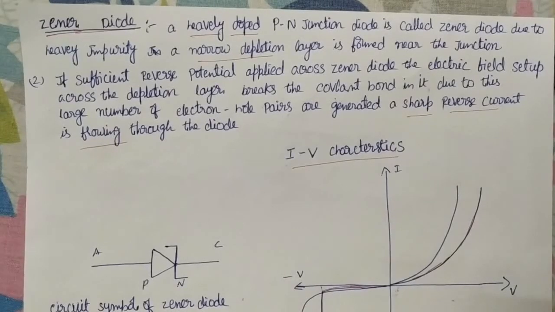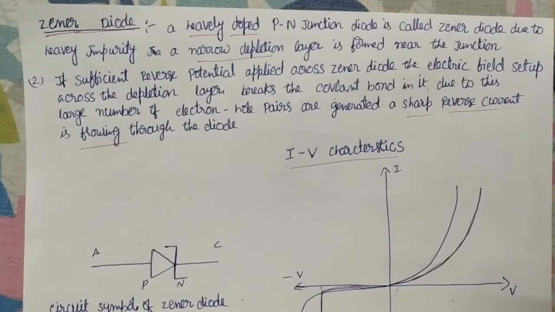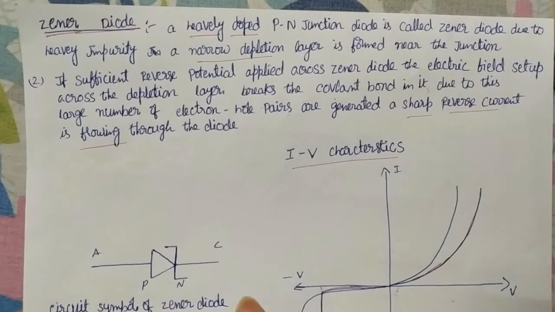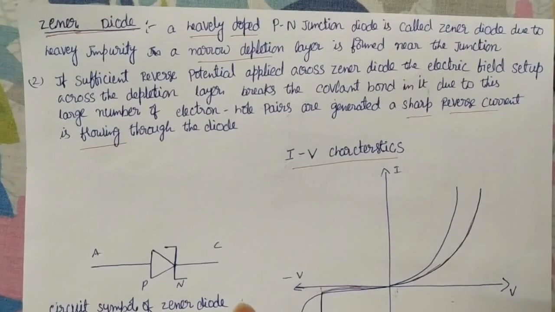In this video, we'll see about the GNR diode. A PN junction diode is a lightly doped diode. When compared to that, the GNR diode is heavily doped. That means more impurity is added, and due to this, it gets a narrow depletion layer.